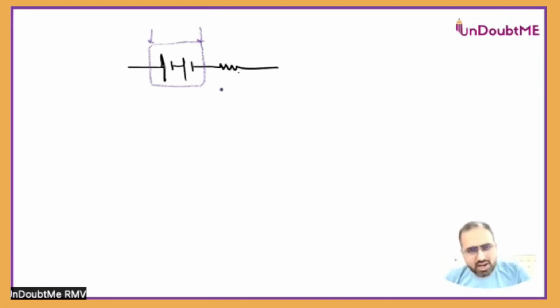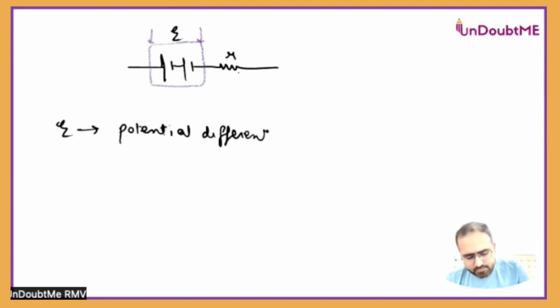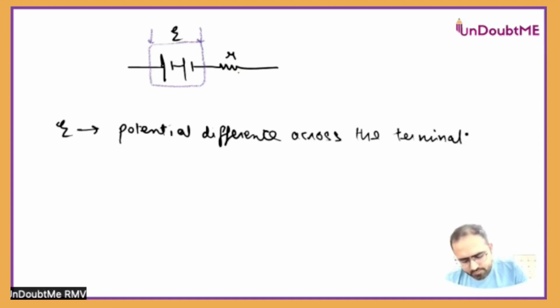Now this whole battery system has one more resistor also, which is called the internal resistance of the battery. So the potential across the terminals of a battery, ignoring this internal resistance, is called EMF. So EMF by definition is the potential difference across the terminals or electrodes of a battery.